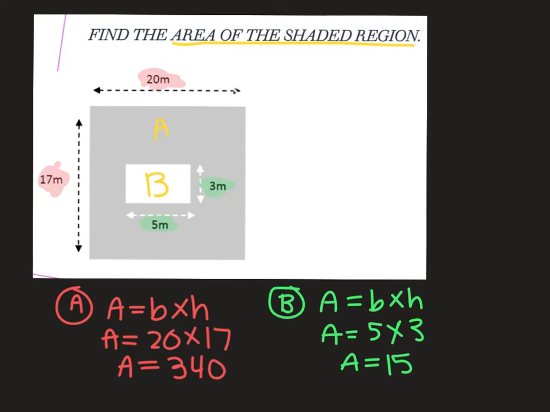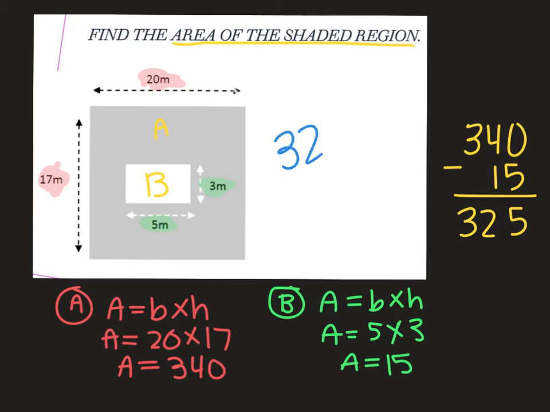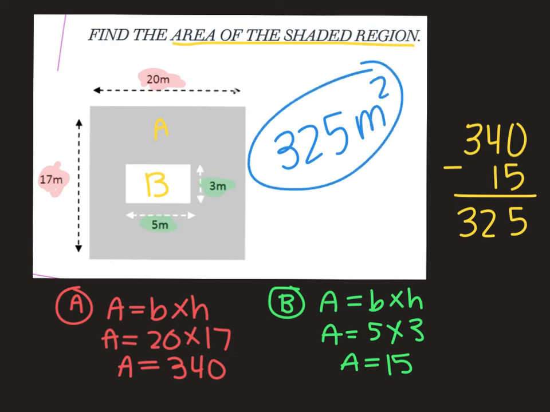Once I get all of that, we're just finding the area of the shaded region. So we're taking our big shape, 340, and subtracting out our non-shaded region, which is shape B, with an area of 15. When I subtract those two, I get 325. Same thing. Don't forget your units on your final answer, which is meters squared. So just the area of my shaded region is 325 meters squared.